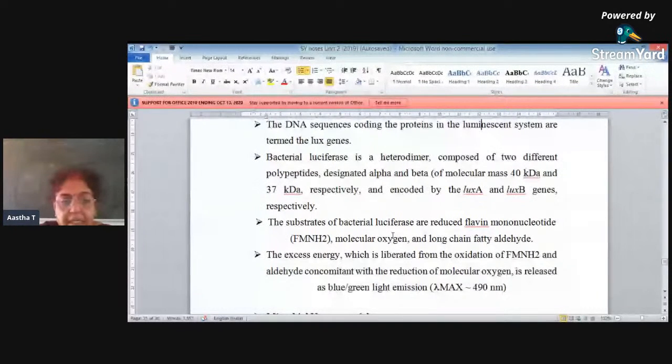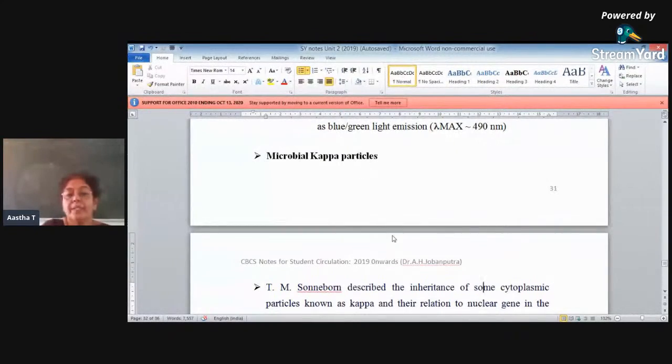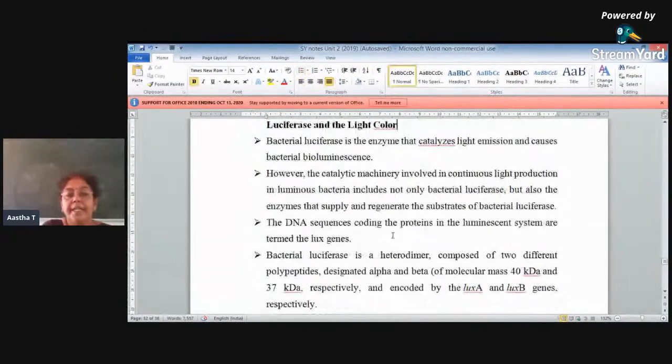Excess energy which is liberated from flavin mononucleotide and aldehyde concomitant with the reduction of molecular oxygen, meaning some energy is released, from whom? From flavin mononucleotide and long chain fatty aldehyde. What is that energy used for? To reduce the molecular oxygen and emit the light in the form of blue green light emission having a maximum lambda max or maximum wavelength of 490 nanometers. Is that clear?